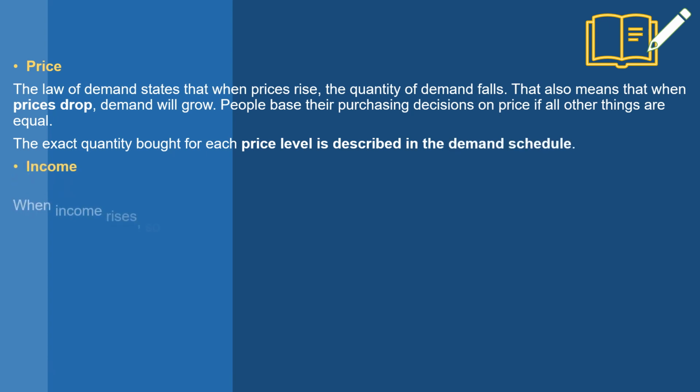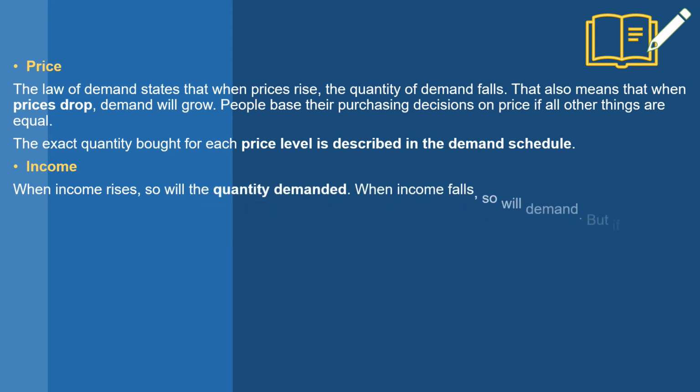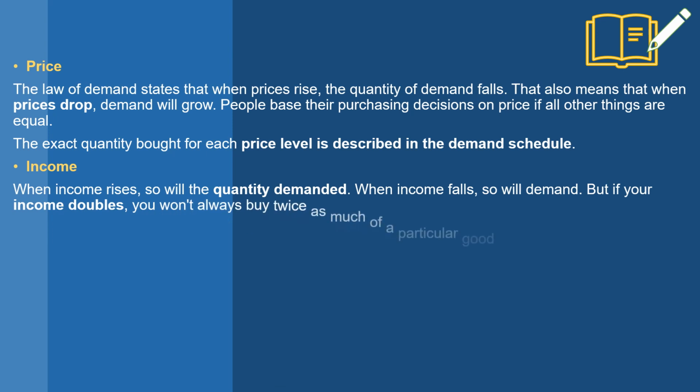Income. When income rises, so will the quantity demanded. When income falls, so will demand. But if your income doubles, you won't always buy twice as much of a particular good or service.